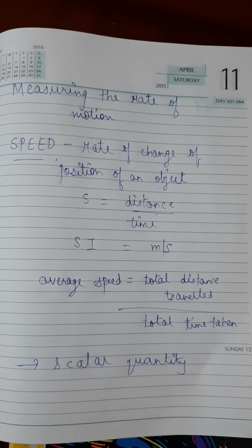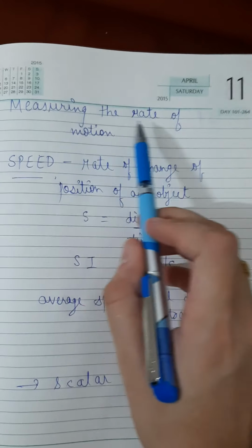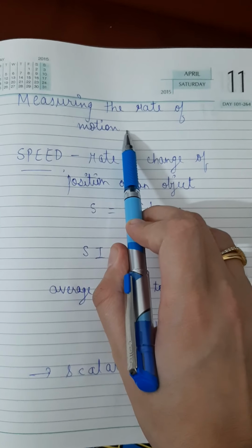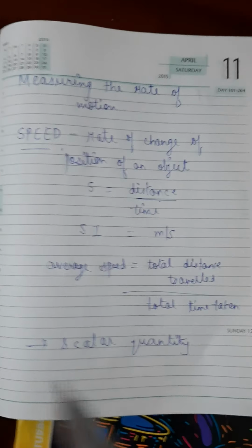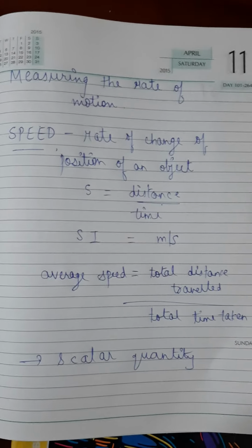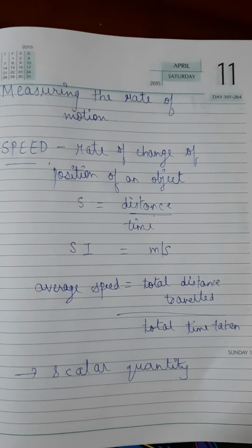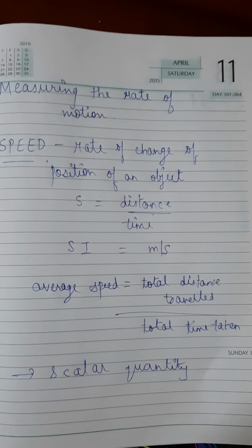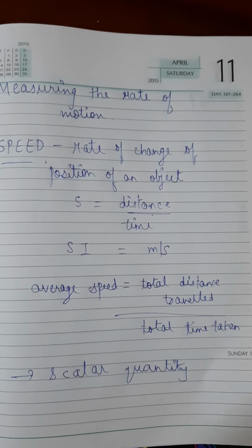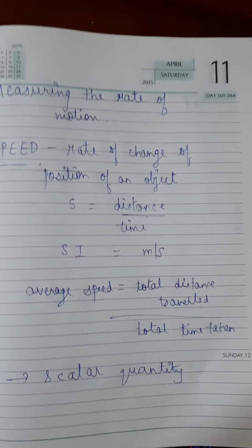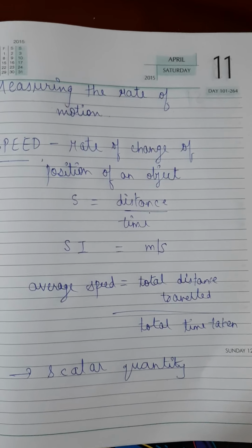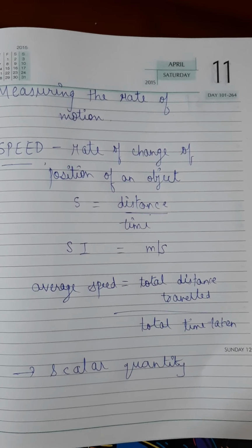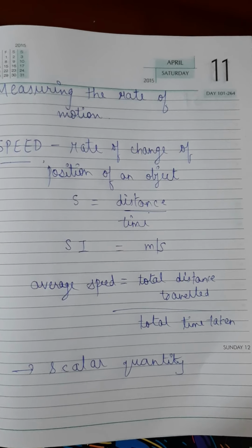Next is the case of measuring the rate of motion. So the topic is speed. So as you all know that different objects may take different amounts of time to cover a given distance. Some of them move fast and some move slowly. The rate at which objects can move can be different. Also, different objects can move at the same rate.